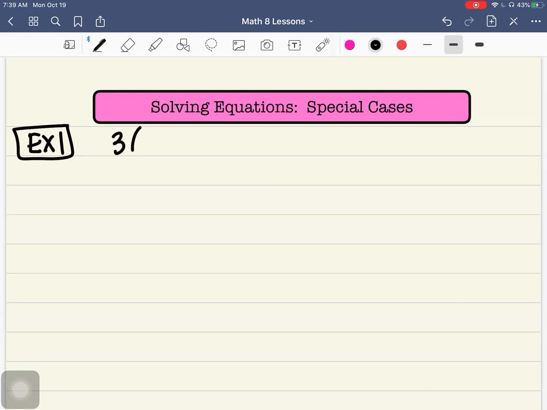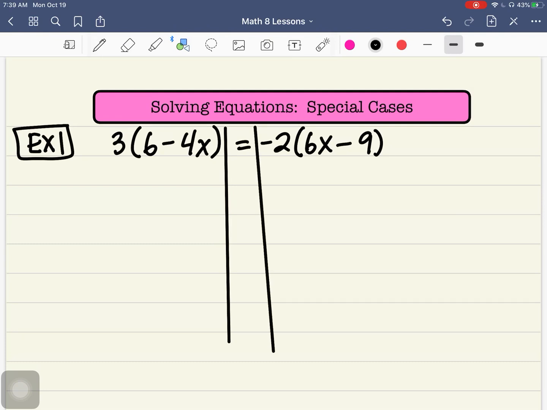Just so you guys know, though, I'm going to solve pretty quickly, not go through every single little detail. If you need those details, I suggest going back and watching another video on solving equations with variables on two sides to get all the details on how to solve these equations.